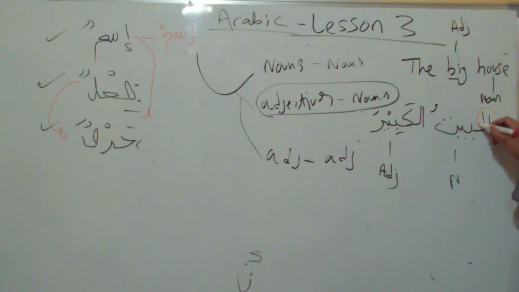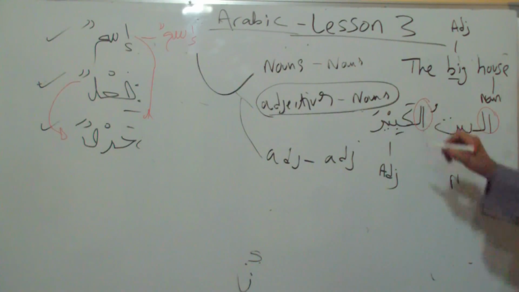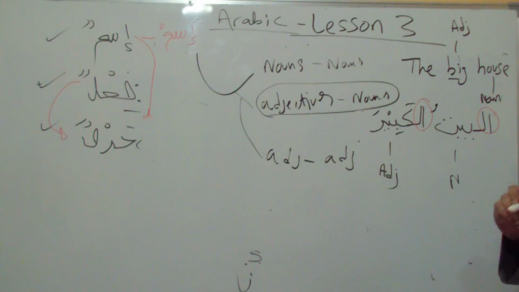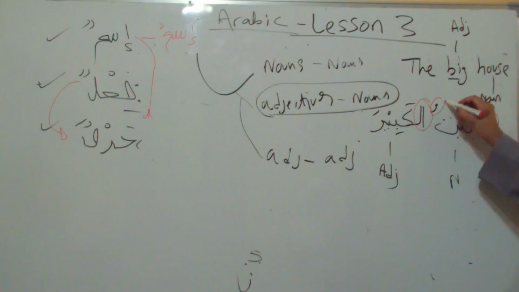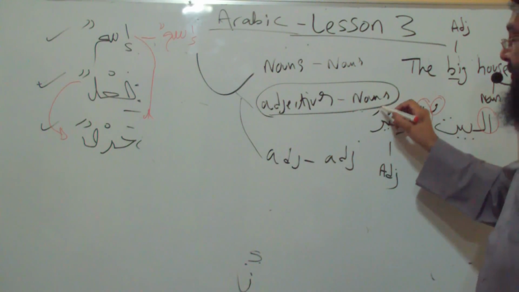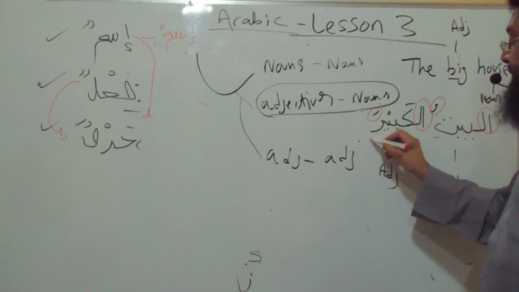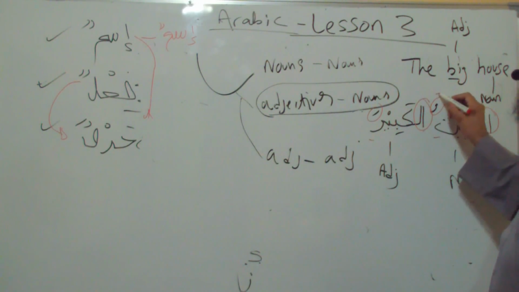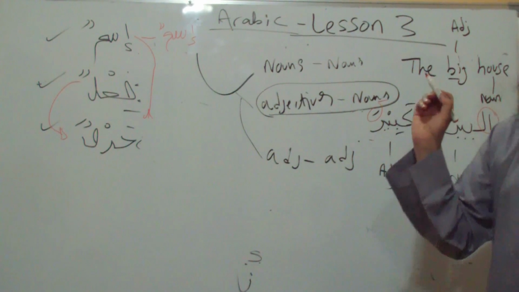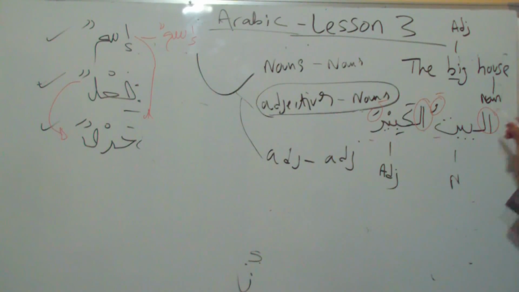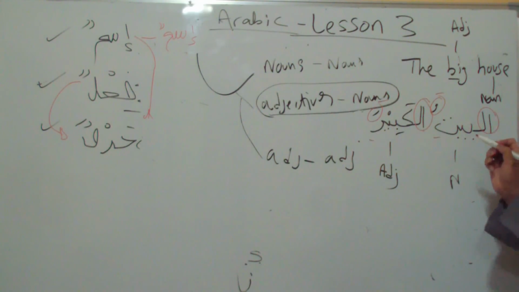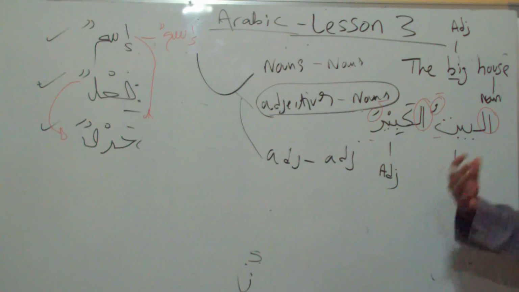So if the noun is definite, the adjective should be definite, and the case ending should also be the same. If the case ending is nominative with a dhamma, then the adjective should also be nominative with a dhamma. If it's genitive, then the adjective should be genitive. If it is mansub, accusative, then the adjective should be accusative. So the case ending follows exactly the same as the noun. And the third rule is that the adjective follows the noun, not the other way round. Al-baytu al-kabiru, the house, the big, but we translate it as the big house.